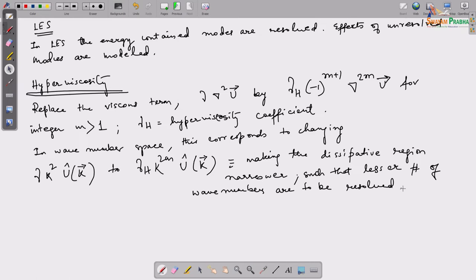Further, we have still one more, which is essentially the sparse mode methods. What do I mean by that? Let me write that down.